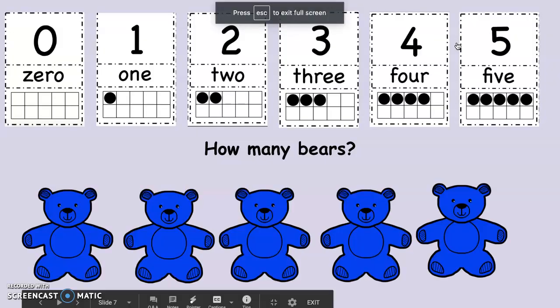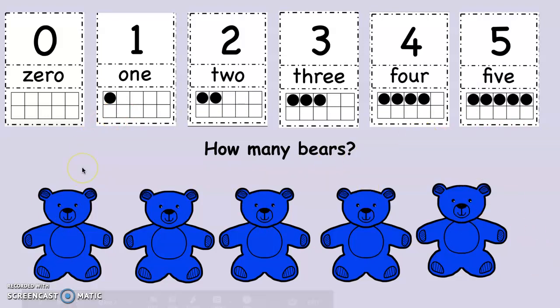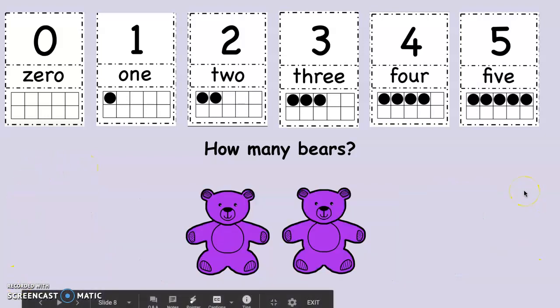All right, your turn. How many bears do we have in our group? Ready? Let's count. 1, 2, 3, 4, 5. How many bears are in the group? 5. Very good. 5 bears are in our group.